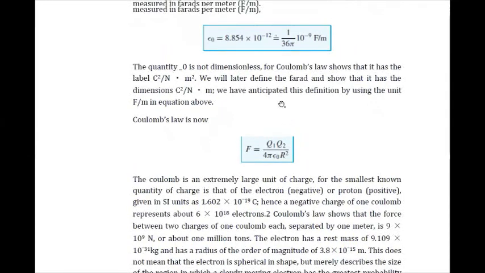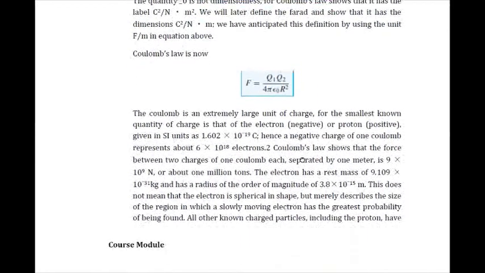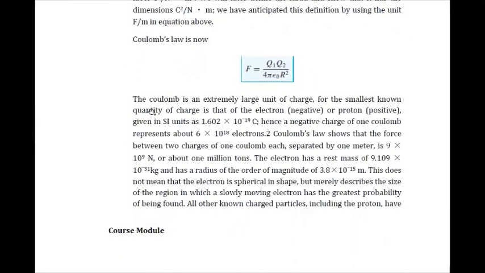Okay, since nagkaroon na tayo ng R dito, that will be Q1 Q2, yung K, ito rin yun, 4 pi epsilon sub O, then yung R is ito na yun. Okay, paano nagkaroon ng R? That is, the coulomb is an extremely large unit of charge. For the smallest known quantity of charge, that of the electron, negative, or proton, is given as 1.602 times 10 to the negative 19. Hence, a negative charge of 1 coulomb represents about 6 times 10 raised to 18 electrons.